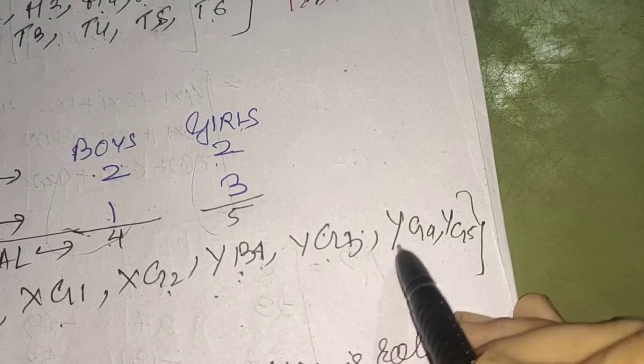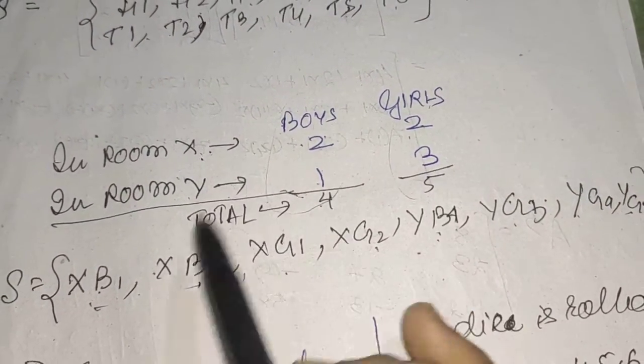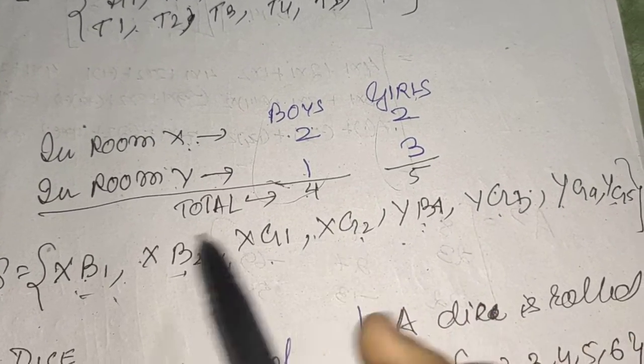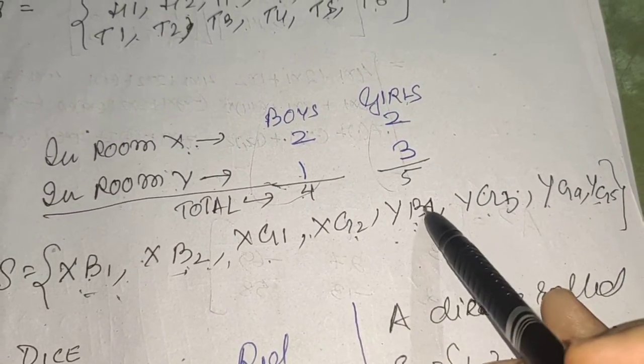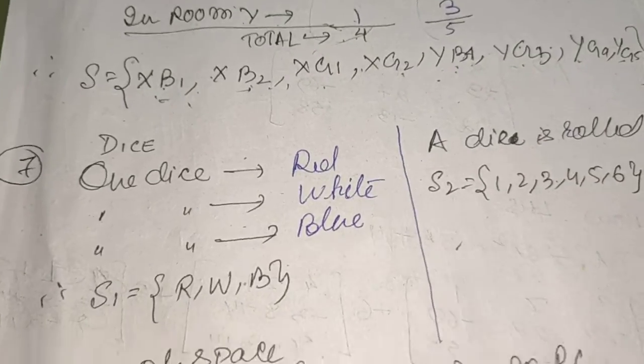Then it is girl 3, girl 4 and girl 5. So according to the room, I just mark the boys and girls from 1, 2, 3, 4. There are 4 boys and there are 5 girls. Now next question is question number 7.